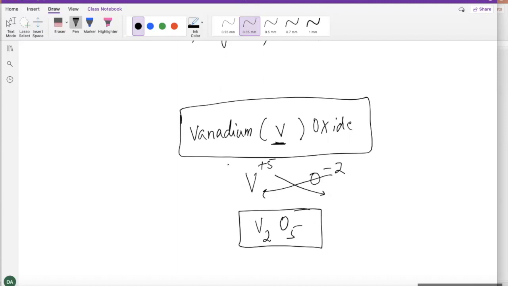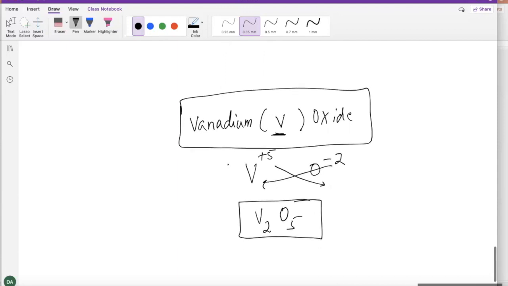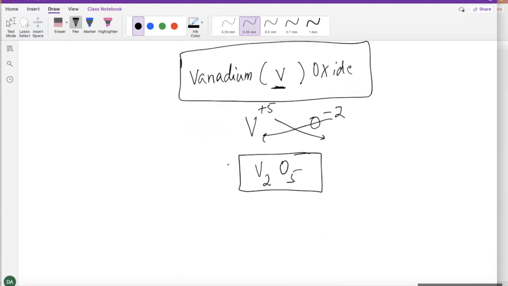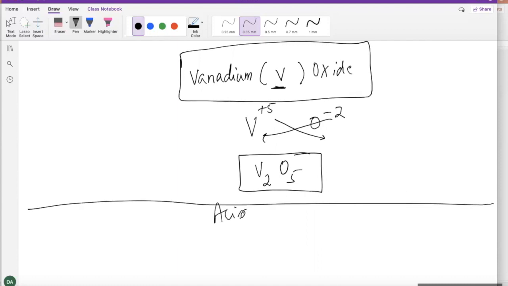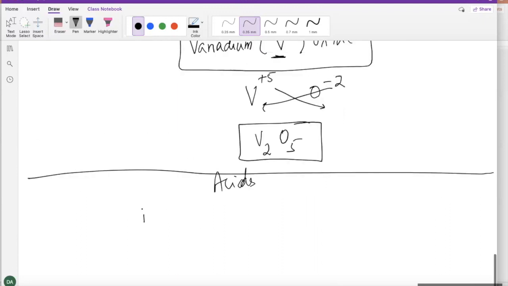Okay, so I hope this part makes sense, guys. Now, the next and last ones are the acids. So before I go to the acids, guys, I want to talk about polyatomic ions. Now, guys, this is one list that you're actually supposed to memorize.